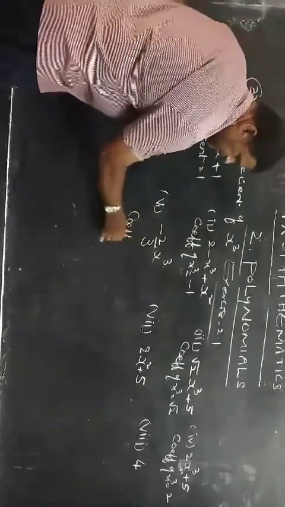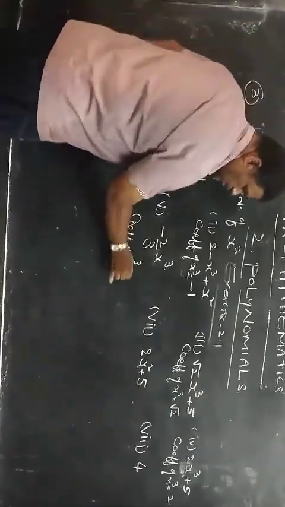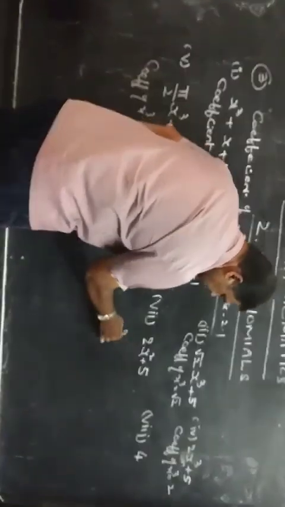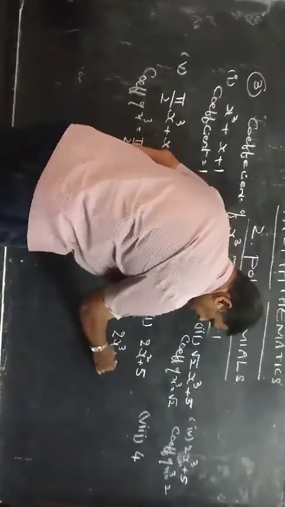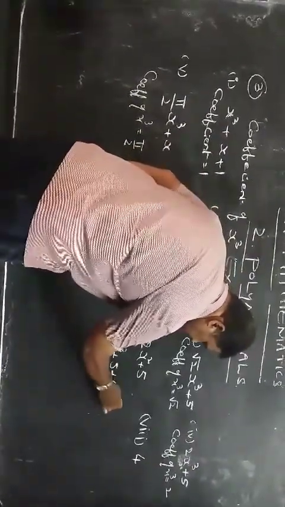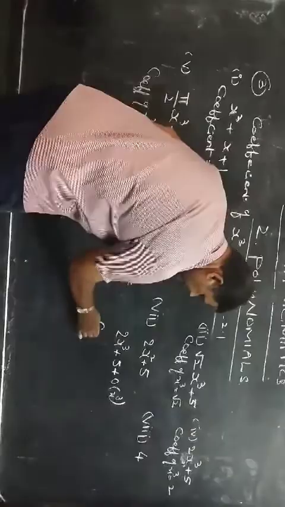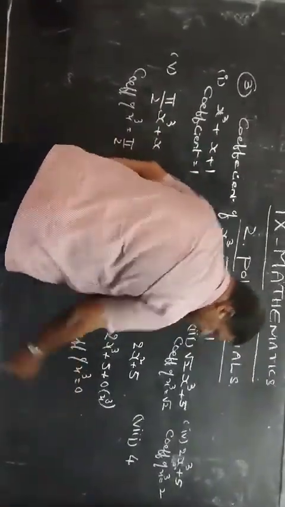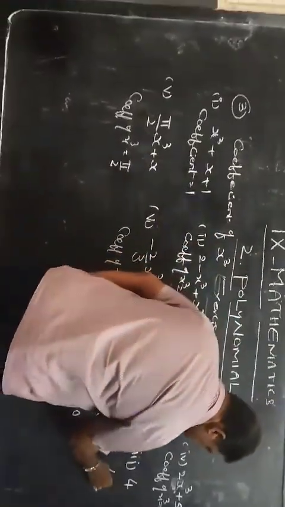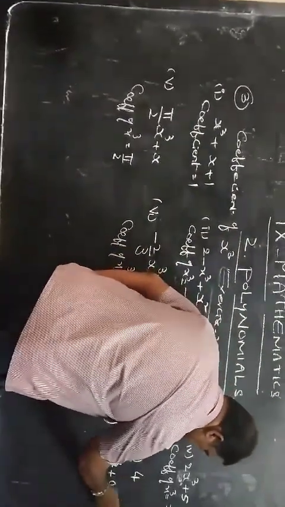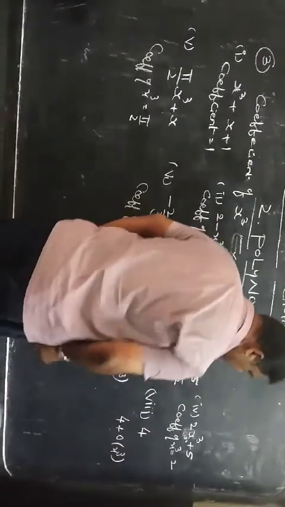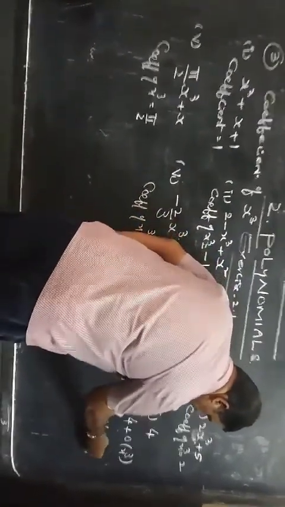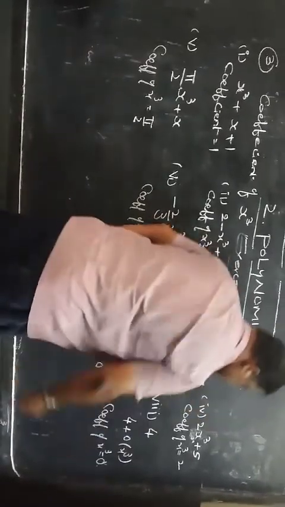Here coefficient of x cube is equal to minus 2 by 3. Here x cube term is not there. If term is not there, you can write like this: 0 into x cube. So coefficient of x cube is 0. Here also x cube term is not there. You can write 0 into x cube. So it makes no difference if you write 0 into x cube. Now coefficient of x cube is equal to 0 also.